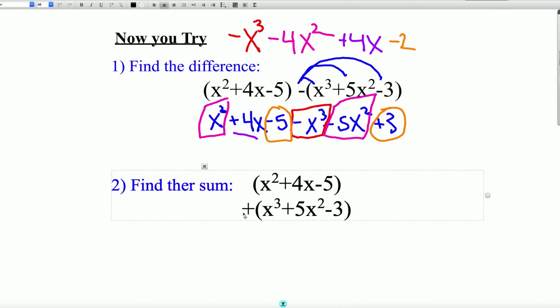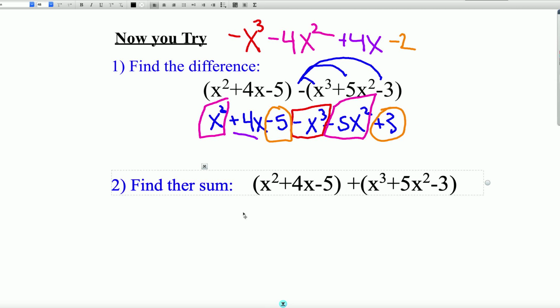So again, I would encourage you to pause it to try this next one. You can check your answer with me.